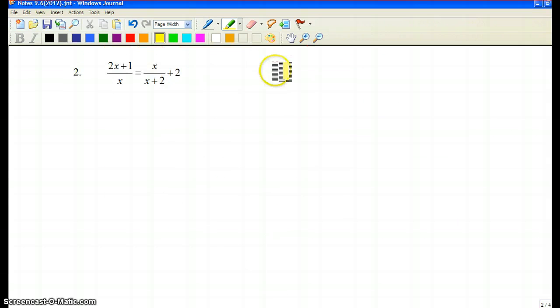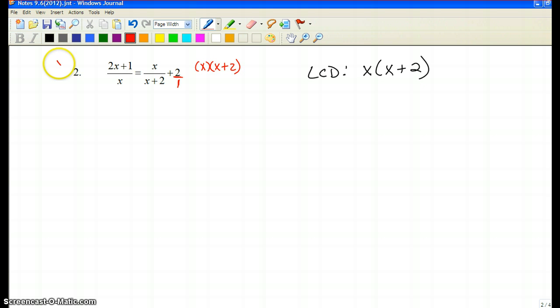The next one. What do you guys find as the LCD, the least common denominator? X times x plus 2. Or the reverse. Yep. That third fraction, the 2, is really 2 over 1. You're going to multiply both sides of the equation by x times x plus 2.